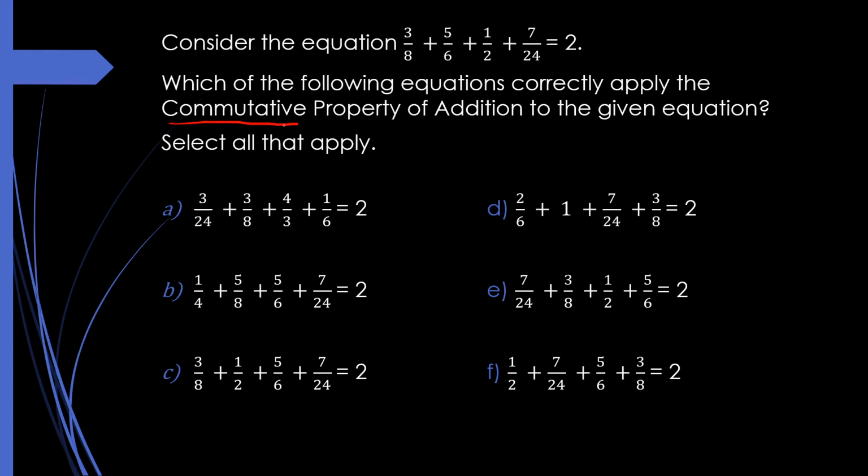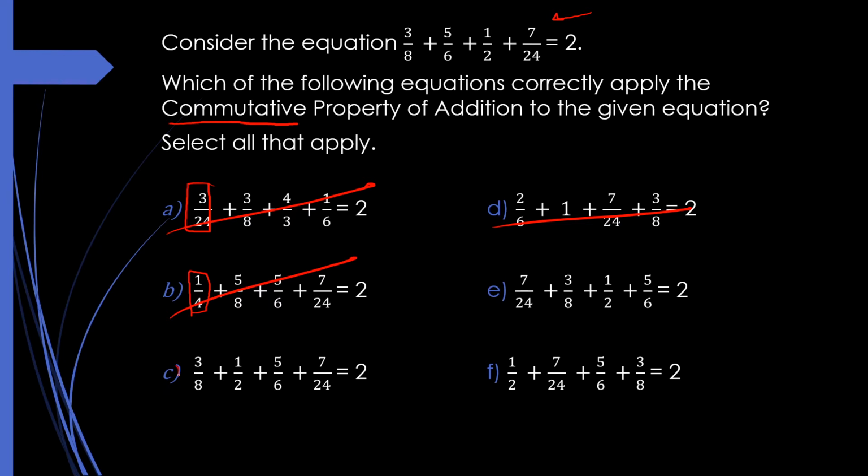Okay, so this is where you need to know commutative is switching around the order of the numbers, but all my numbers stay the same. That means that any of these answer choices that have fractions that are not in my original equation up here are automatically wrong. So this one that has that 1 in it, it's not that one because there is no 1 in my original equation. This one has a 3/24, but my equation needs to have a 7/24. So this one is not correct. If I look here, this one has a 1/4. There is no 1/4 in my original equation, so that one is incorrect.